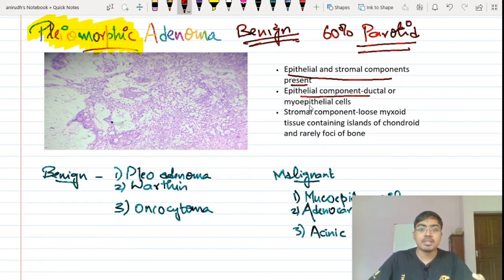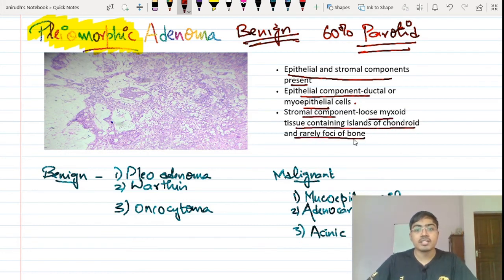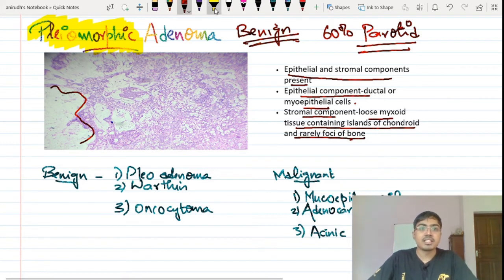The epithelial components can be ductal or myoepithelial cells, right? Acinus, glands, everything can be there. And the stromal component is loose myxoid tissue containing islands of chondroid, and rarely foci of bone can be seen. So a very variable kind of image is seen over here. This is one kind of tissue, and now this is some other kind of tissue. This is how the heterogeneity is shown in this particular image. That is how we identify an image of pleomorphic adenoma, and if there is a history, then it's much easier to find out.